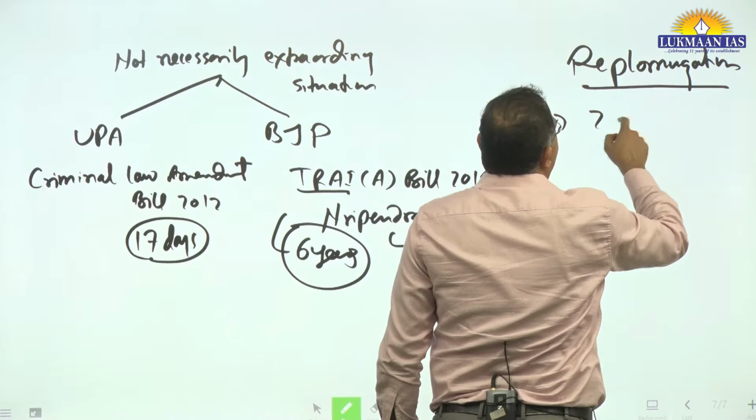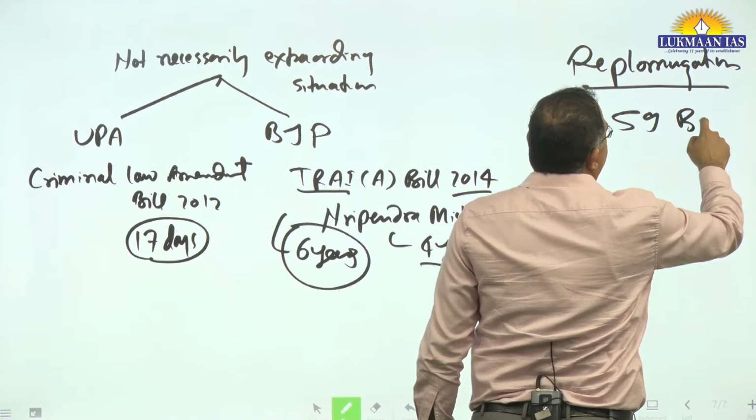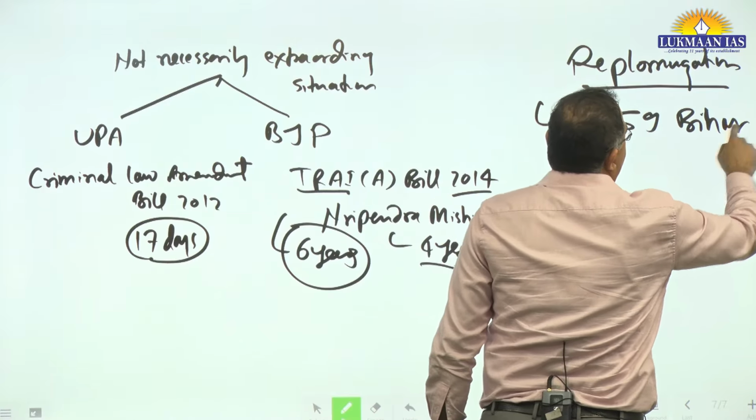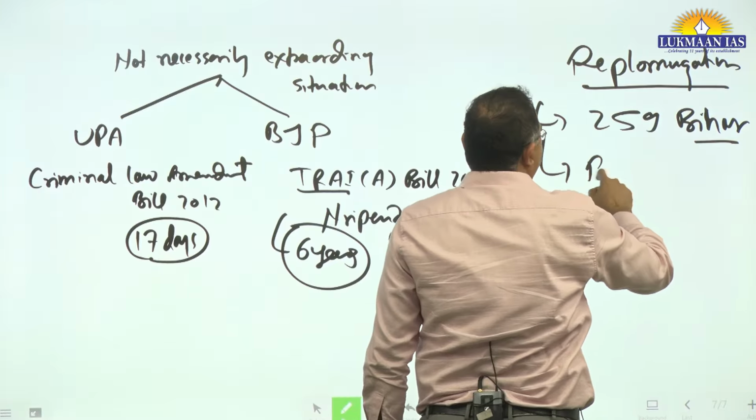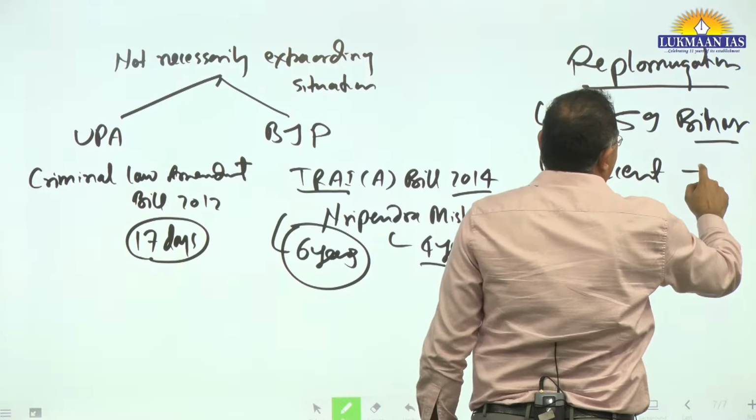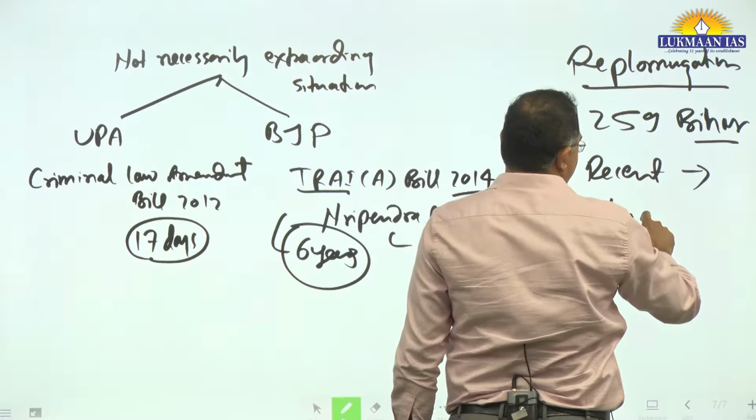Already we have told 259 ordinances in Bihar recently. Land acquisition bill.